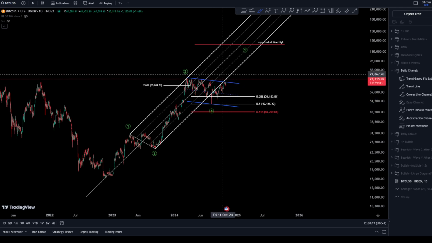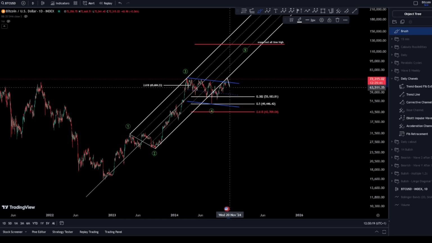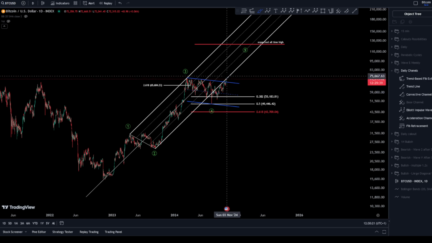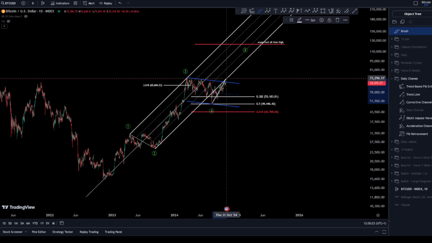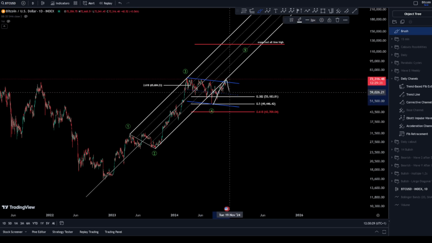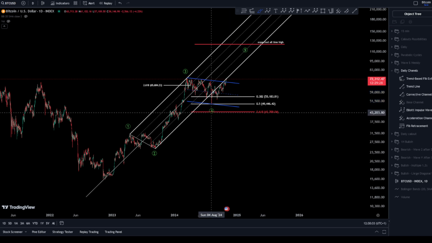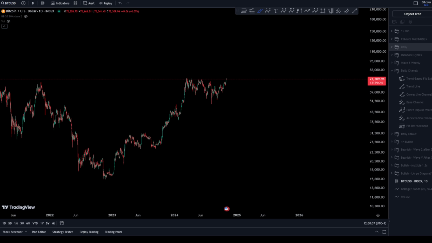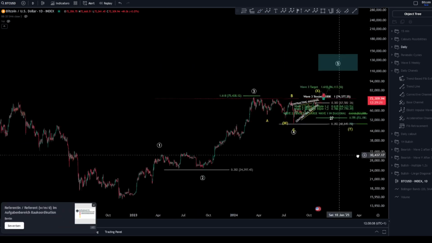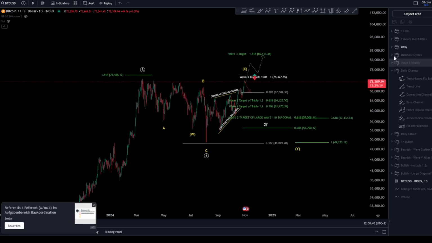However, this acceleration channel can still play as a resistance where you are possibly in a wave 1, for example, and you need a wave 2. So this acceleration channel might play the role of the resistance for your wave 2 and move it back down. However, let's take a look, of course, at the scenarios inside this wave.